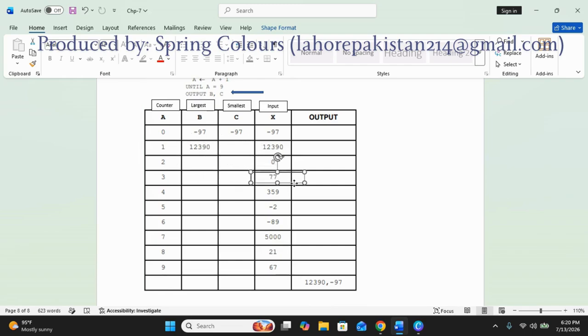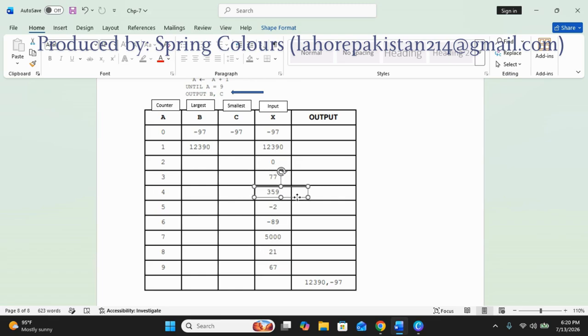Next, the user will give the value of 77. 77 is not greater than 12390. It is also not lesser than minus 97. So nothing will be assigned to B or C, and the value of counter will become 3.